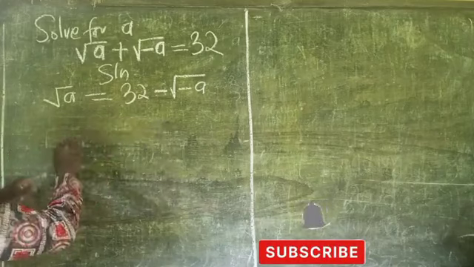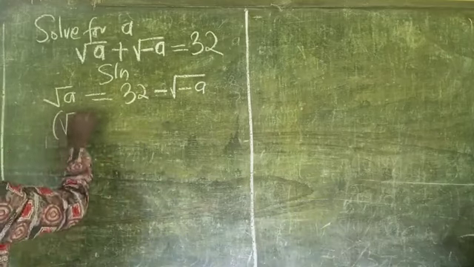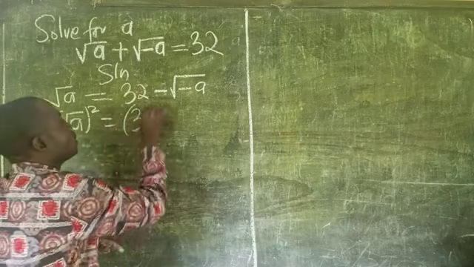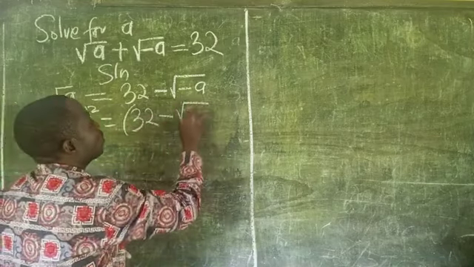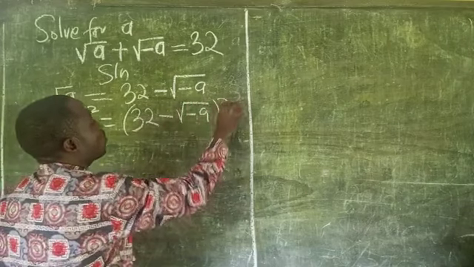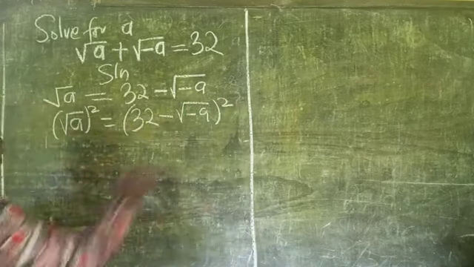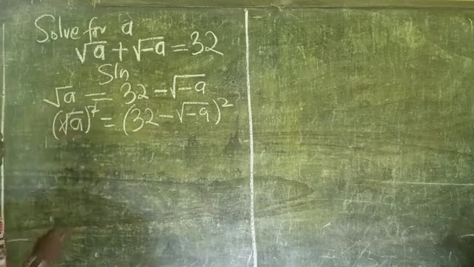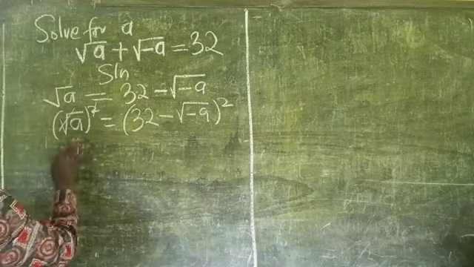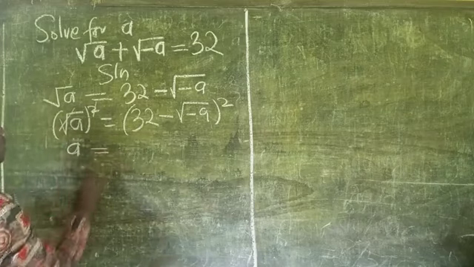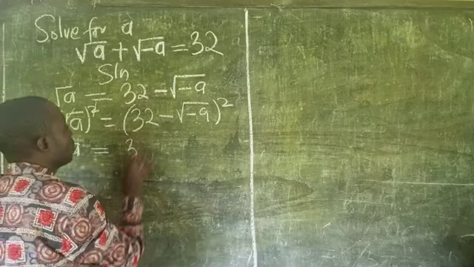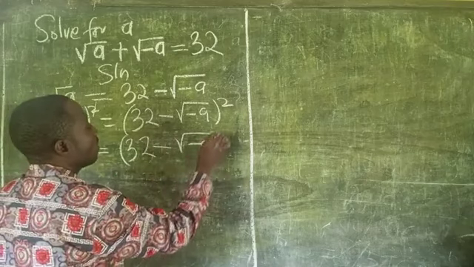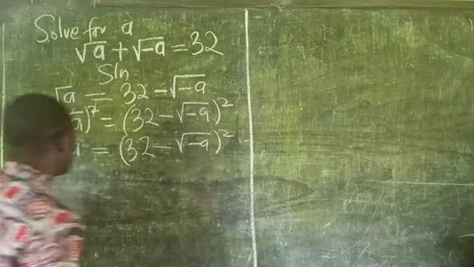So squaring both sides becomes a equals 32 minus square root of minus a, all squared. See now, the difference of two squares is out here, and conveniently, this square can take care of this square root. So the left hand side will be a equal to 32 minus square root of minus a, squared.